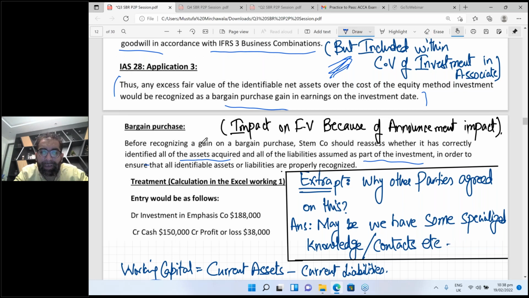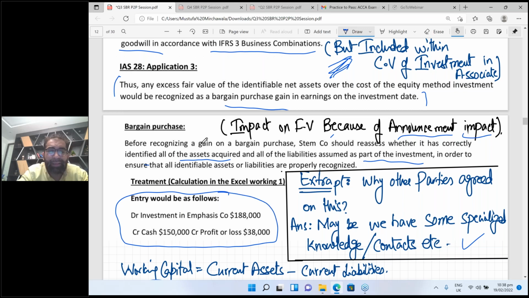Then I have added one extra point. Why did the other parties agree to this? Maybe we have some specialized knowledge or context. I just discussed this point with you, that there is a possibility the other parties allowed us to pay less and get more share because maybe we have some knowledge related to this technology. Or see the announcement impact. I gave you the example of Apple. There is a possibility of these things as well. And here is the double entry.